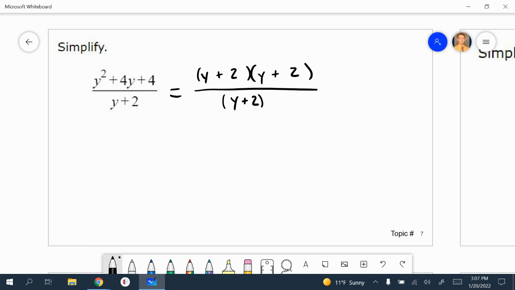In this case, we obviously have a match. It doesn't matter which one we cancel out on top, but if I cancel that one and that one, that means all we have left is y plus 2 for topic number 7.